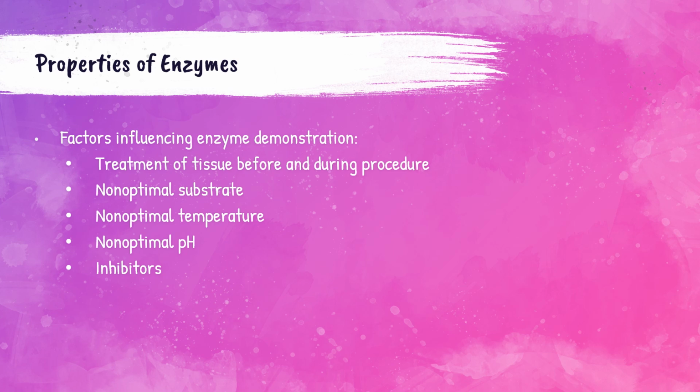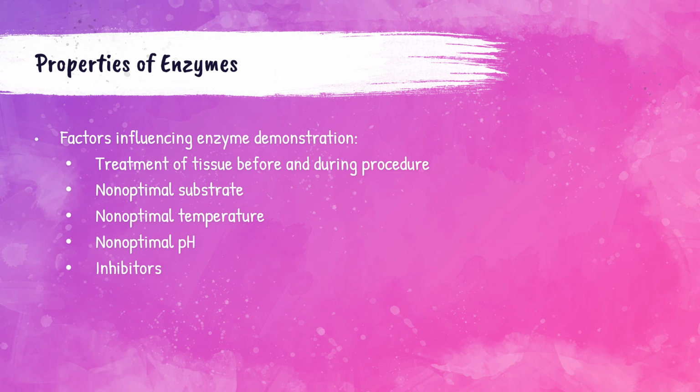A non-optimal pH can also affect the demonstration of enzymes. Of course there's an optimal pH for each enzyme, and most of them function the best at a neutral pH, so a pH of around 7.0. There are some azo dye simultaneous coupling methods that use a non-optimal pH, which lowers the activity of enzymes.